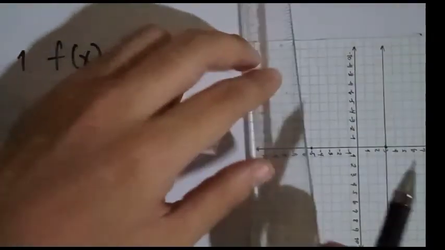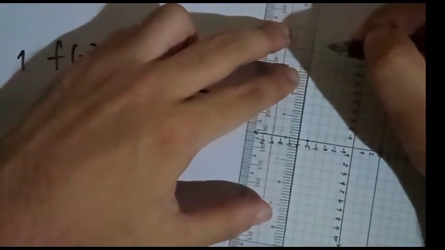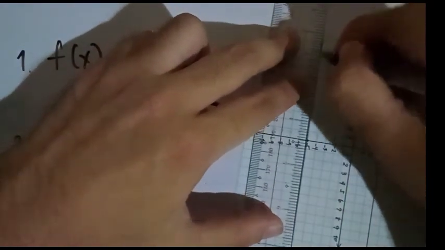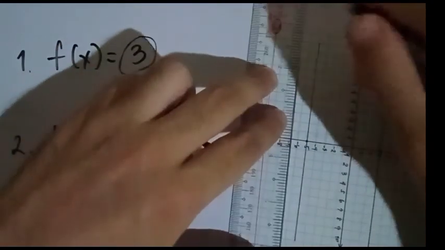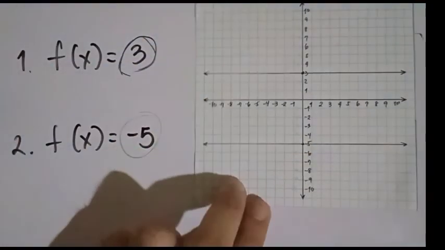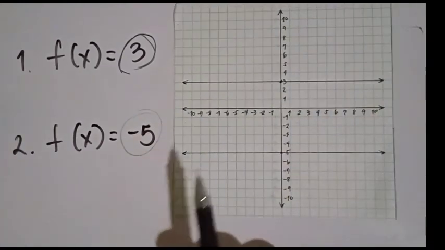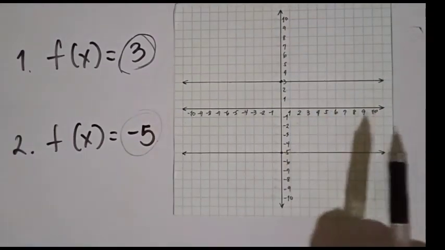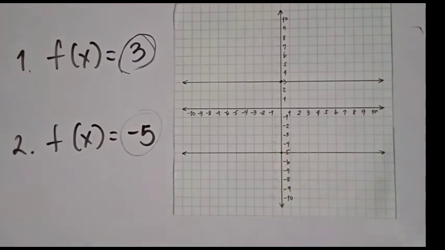So, ganito siya. Ayan na siya. So, ayan po yung itsura ng graph ng constant function. Natapos po natin ang discussion about sa pag-graph ng linear function.